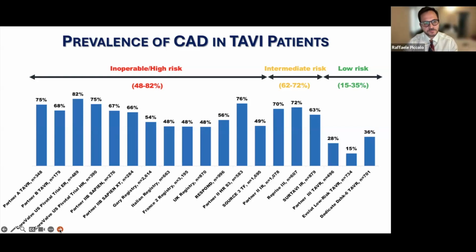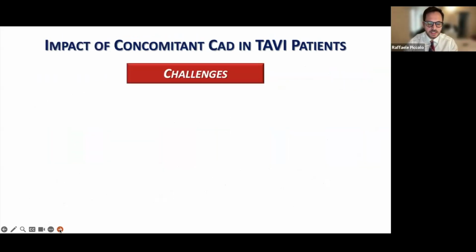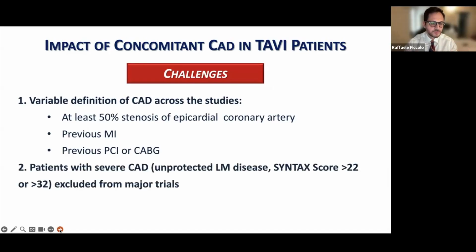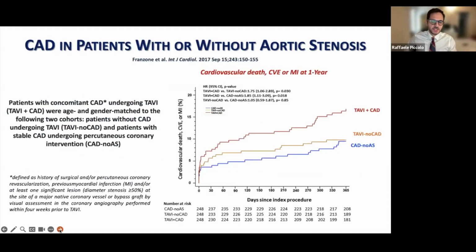Now, if we also go to the next slide, we can see that there are actually some challenges in the definition of coronary artery disease in patients undergoing TAVI. We have heterogeneity in terms of coronary artery disease definition across the studies. And then, next one, there is also another point: patients with severe coronary artery disease, so for example, patients with very high SYNTAX score, were excluded from major trials. So this is a field in which probably we do not have much evidence.